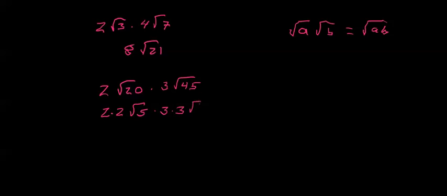Radical 5. 2 times 2, 4 times 3 is 12 times 3 is 36. Square root of 5 times square root of 5 is 5. And we get 180. Always simplify first.